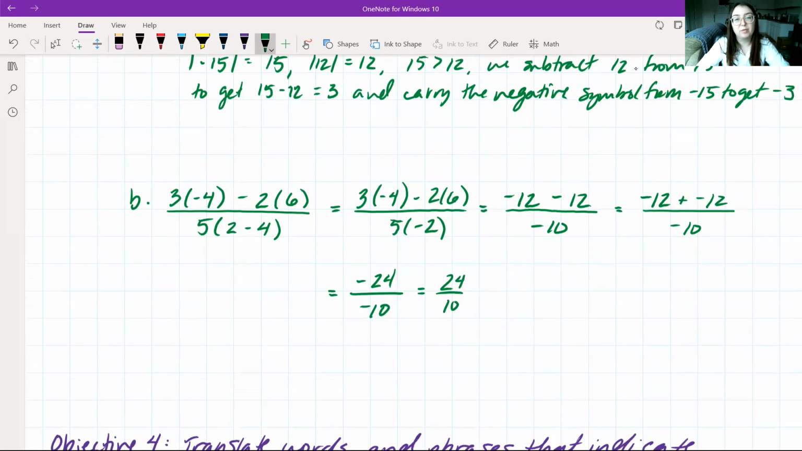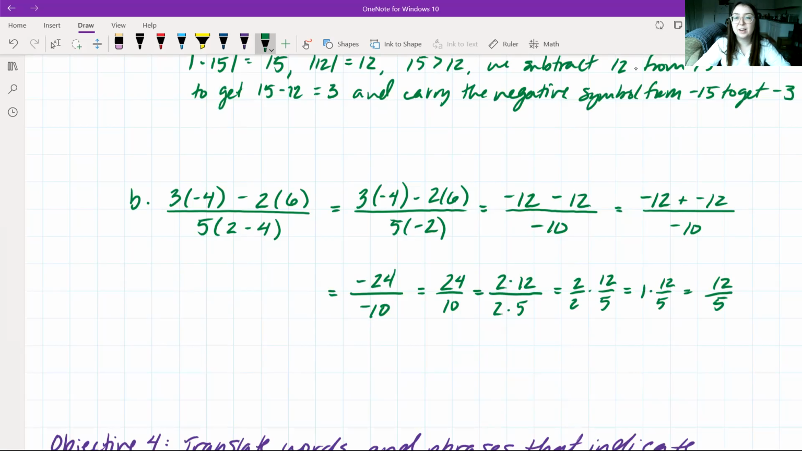And now we just want to do our final simplification. We see 24 and 10 are both divisible by 2. So we can separate 24 into 2 times 12. And we can separate 10 into 2 times 5. Then using our property of 1, this gives us 2 divided by 2 times 12 divided by 5. 2 divided by 2 is just 1. So this gives us 1 times 12 divided by 5, which just leaves us with our answer of 12 divided by 5.